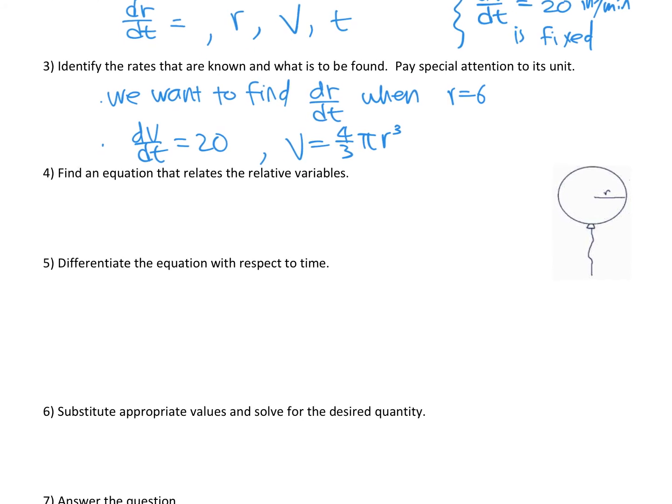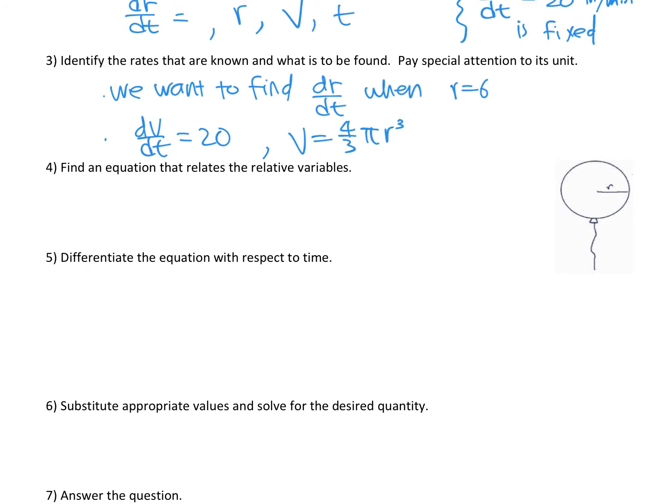Find the equation that relates the variables. Oh, I guess I already answered that. So that's what I was going to say, but this is how the radius and the volume are related in this way. That's why it's called related rates. This is the radius, this is the volume, this is how they're related. Differentiate the equation with respect to time.